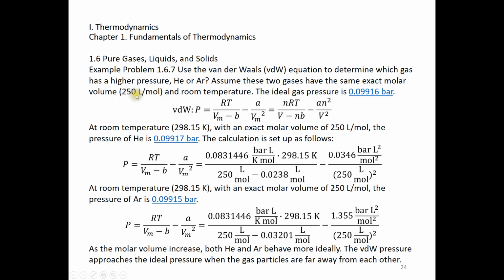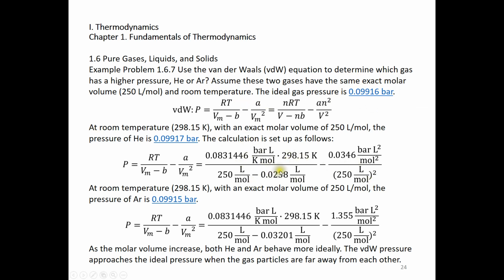Now let's think about this. If we have a larger molar volume, those gas particles are farther away from each other than in the previous example. That means we have smaller attraction and a small repulsion. So we predict the Van der Waals pressures of helium and argon in this example should be really close to the ideal gas pressure. But again, let's just plug in the numbers.